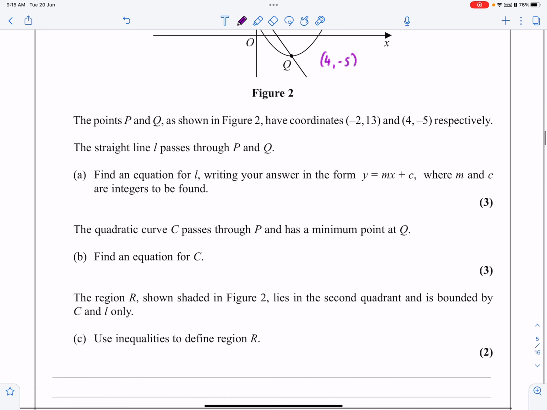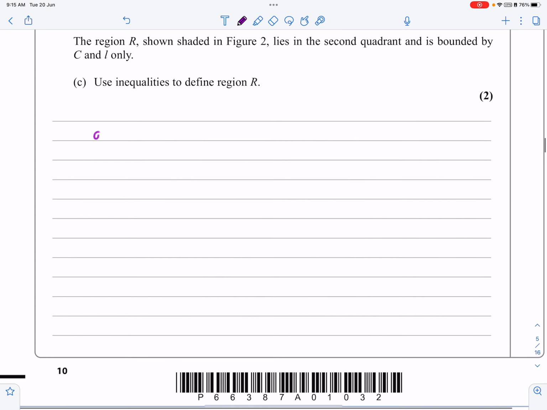What I want to be able to do, let's go and get started down here. Part A, if I'm going to work out the equation of a straight line, I'm going to use y minus y1 equals m(x minus x1). I've obviously got two versions of x1, y1 I can use, but what I don't have is my gradient m. So the first thing I'm going to do is work out the gradient of PQ. So let's do that.